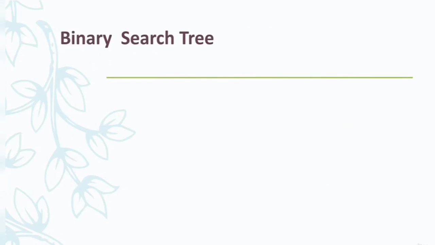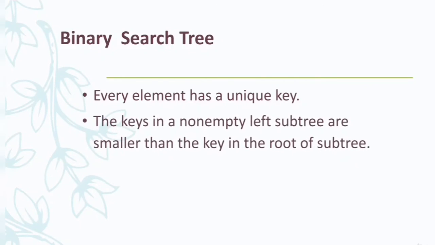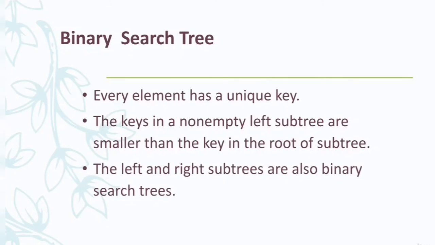So again, the next is binary search tree. Every element has a unique key in a binary search tree, or we can say a BST. The keys in a non-empty left subtree are smaller than the key in the root of the subtree. Again, the left and right subtrees are also binary search trees. So let us see some examples of BST.